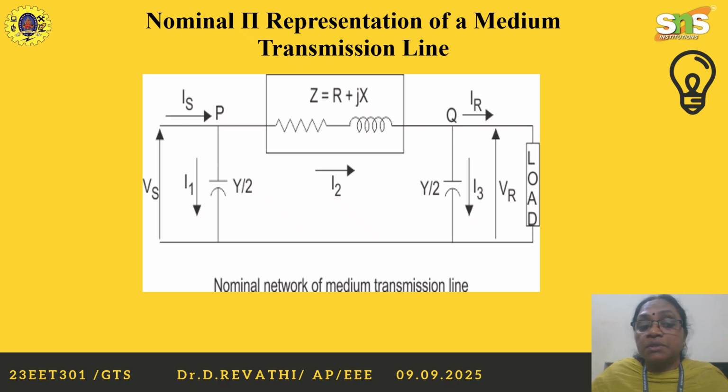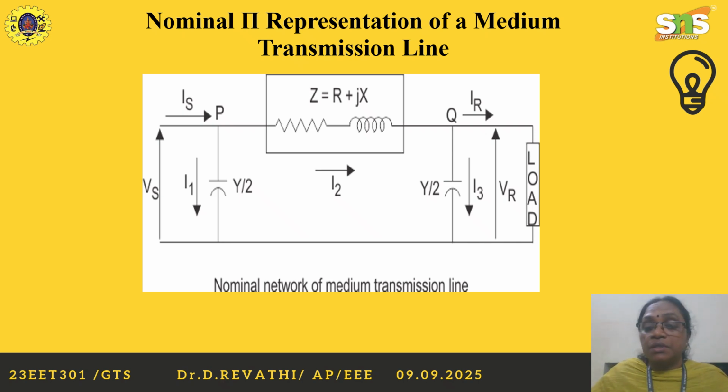In this diagram we represent the sending end voltage Vs and the sending end current Is. Through this, the current flows through the admittances. The first admittance carries I1 and the second admittance carries I3, and I2 flows through the impedance. Here the load is available at the receiving end. Along with this, IR is the receiving end current and VR is the receiving end voltage.